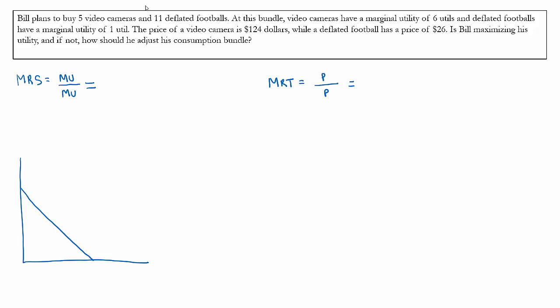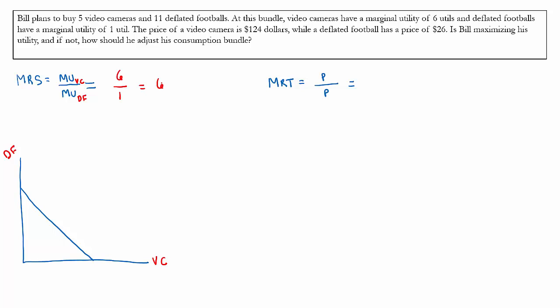To determine whether Bill is maximizing his utility, one approach we can take is to calculate and compare his marginal rate of substitution with his marginal rate of transformation. The marginal rate of substitution, or MRS, is a ratio of marginal utilities. Let's say we place video cameras on the x-axis and deflated footballs on the y. That means the MRS is marginal utility of video cameras divided by the marginal utility of deflated footballs. In this problem, marginal utility of video cameras is 6 and of deflated footballs is 1, and so we have an MRS that equals 6.